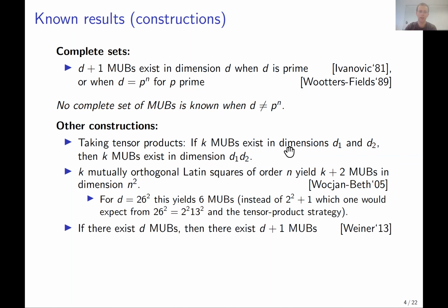Okay, and then there's another nice result that we know that it's actually either d+1 or at most d-1, the largest number of MUPs that one can find in a certain dimension. So in other words, what Weiner showed is that if you have d MUPs in dimension d, then there also exist d+1 MUPs. So somehow the orthogonal space that we had left a few slides ago actually corresponds to another orthonormal basis.